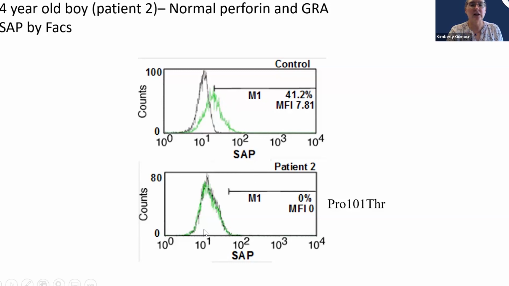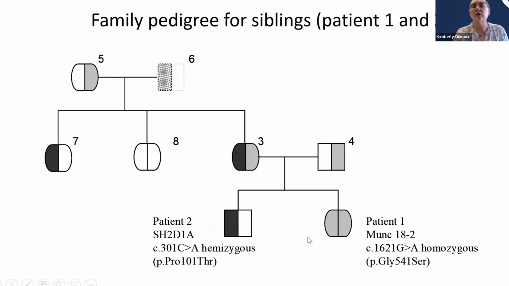The patient clearly didn't express any SAP protein. And on analysis of his SH2D1A gene, had a confirmed mutation, proline 101 to threonine. So we have two siblings who presented almost identically. On clinical grounds, they both had classic HLH. You couldn't separate them out. But one had mutations in STXBP2, FHL5, and the other had mutations in SH2D1A, was an XLP.